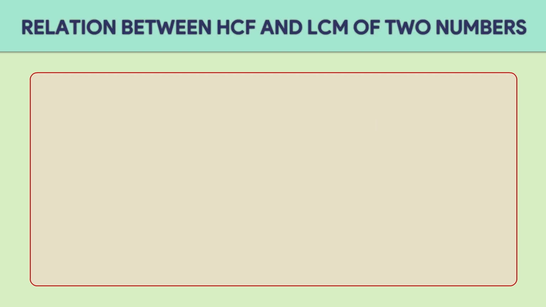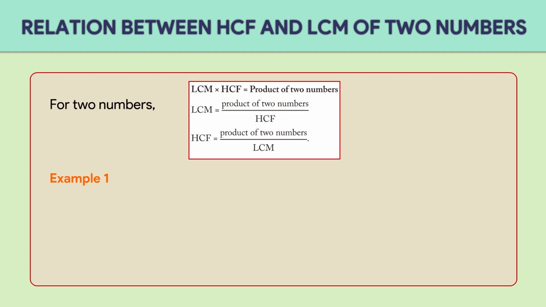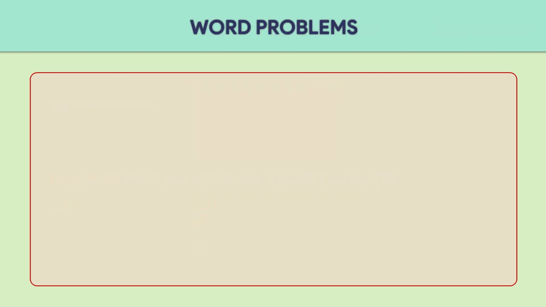Relation between HCF and LCM of two numbers. For two numbers. Example 1. LCM of 105 and 84 is 420. Find HCF by using LCM. Solution.